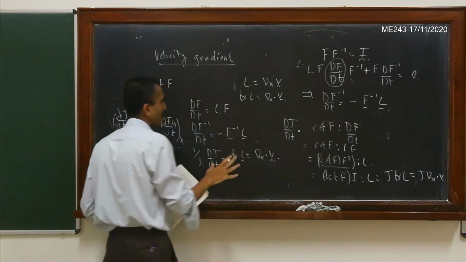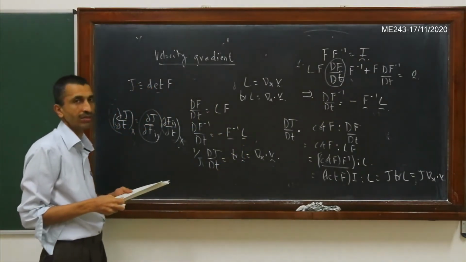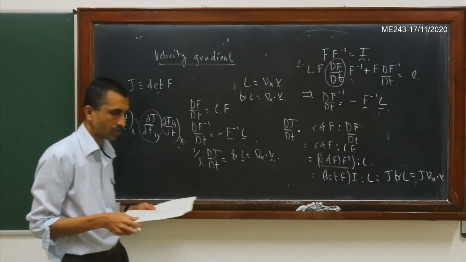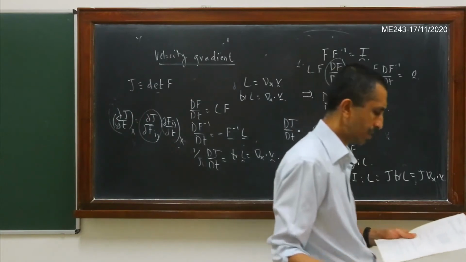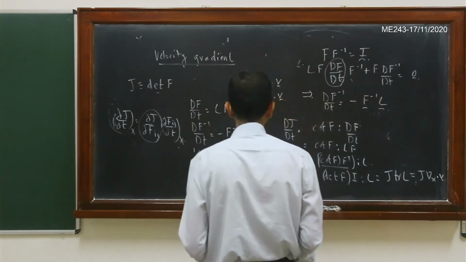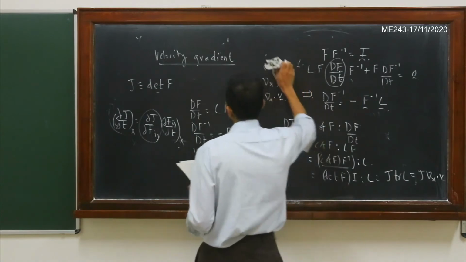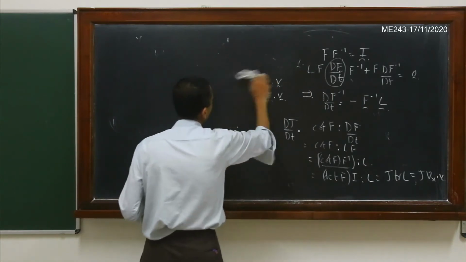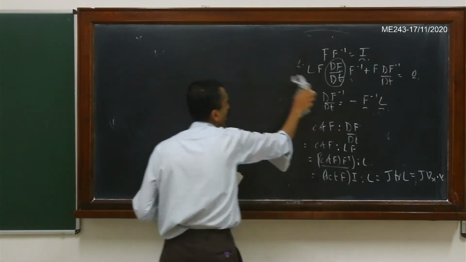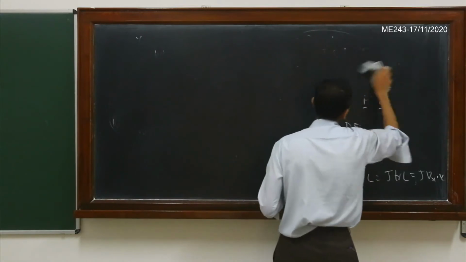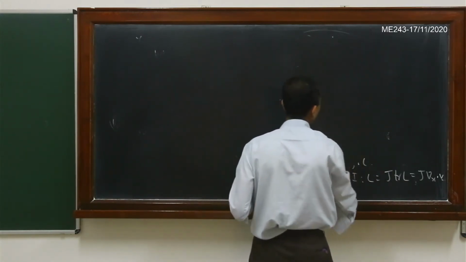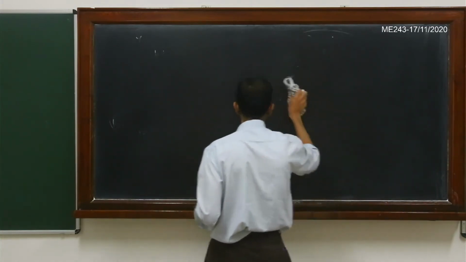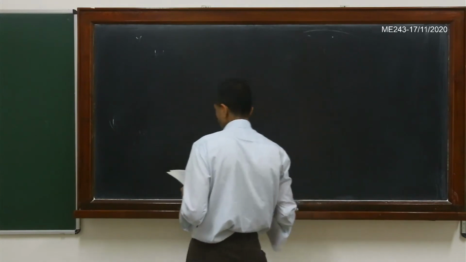All these results are very, very important, and you will see that they will be used in lots of derivations. So you should know these results quite thoroughly. Fine. Then we'll move on. So now we will split the velocity gradient into a symmetric part and an anti-symmetric part. We have already seen that any tensor can be decomposed uniquely into a symmetric part and an anti-symmetric part. So let us do that.